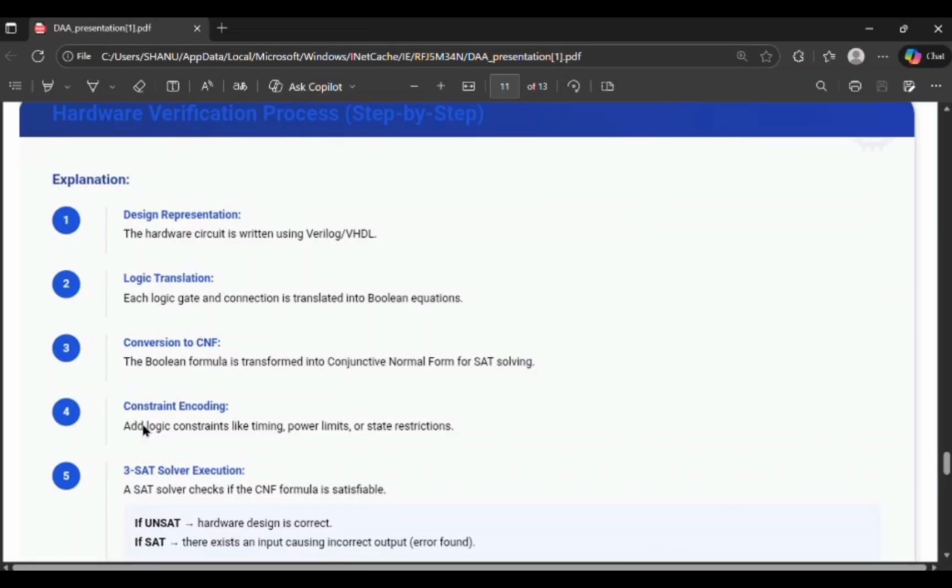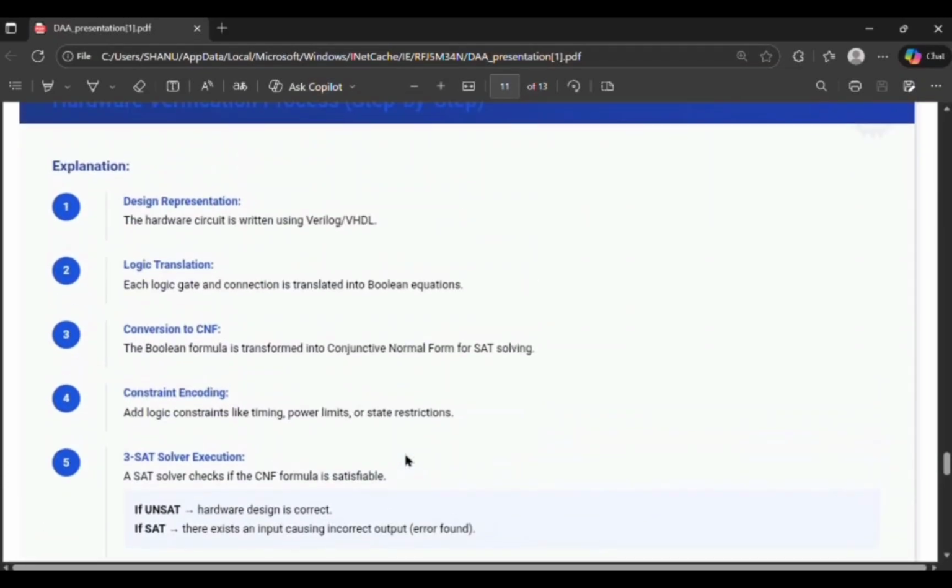Step 5, 3-SAT solver execution. The final CNF is given to a SAT solver. If the result is UNSAT, no input breaks the rules, so the design is correct for those properties. If the result is SAT, then the input that causes an error is found, and the case is used to fix the design.